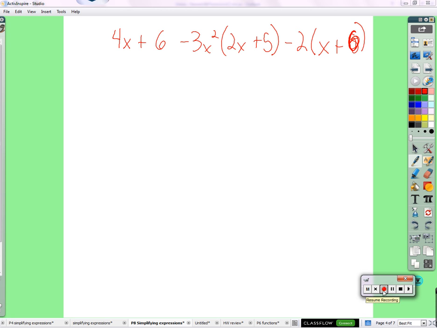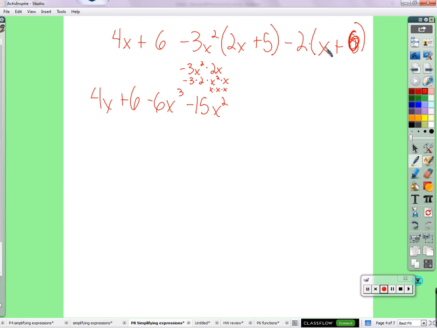Well, let's handle the distributions first. Now, negative 3x squared times 2x is negative 6x cubed. For those of you to whom that is not immediately obvious, let's look at it. We have negative 3 times x squared times 2 times x, so I can write it as negative 3 times 2 times x squared times x. Negative 3 times 2 is negative 6. What does x squared mean? X times x. So we have x times x times x, which is x cubed. Negative 3x squared times 5 is negative 15x squared.